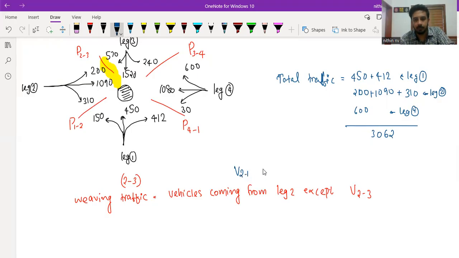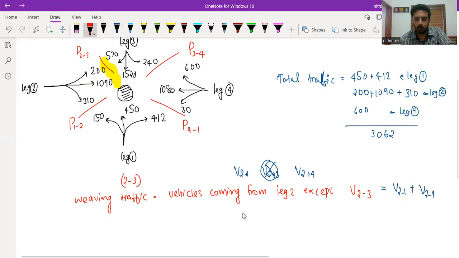V21 will be there, V23 will be there, V24 will be there. Understanding? 2-1 in the sense from 2 to 1, from 2 to 3, from 2 to 4, right? So from this, what you need to eliminate? 2-3 you need to eliminate. Which means this is equal to V21 plus V24.